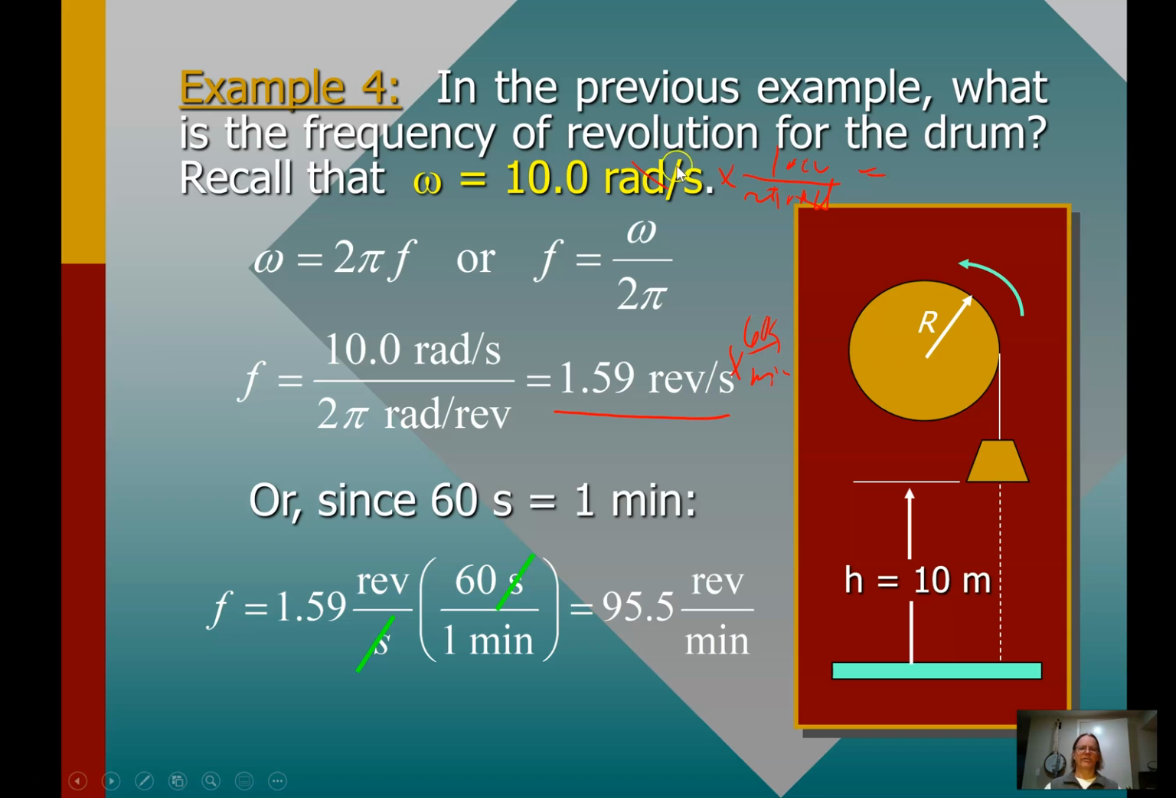Now, they didn't ask for that, so you didn't have to go to revolutions per minute. Nowhere in the problem does it say revolutions per minute, but in America, that's something we do quite often. So it's making 95.5 turns every minute, so it's more than 1 turn per second. All righty, 95.5 RPM, there it is.